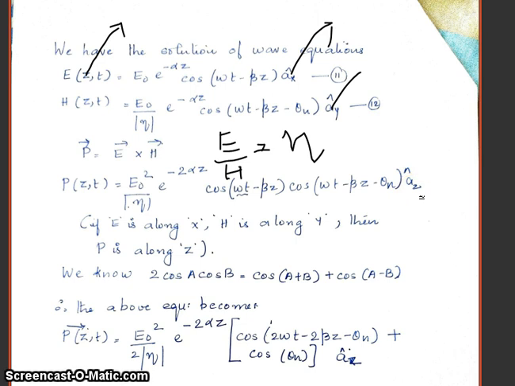Why is az here? The theory is, if E is along the x-axis and H is along the y-axis, then the Poynting vector P will be along the z-axis. That means the Poynting vector will always be along the direction of your electromagnetic wave. Point to be noted, the Poynting vector P will always be in the direction of your electromagnetic wave. So that is why here it is az.